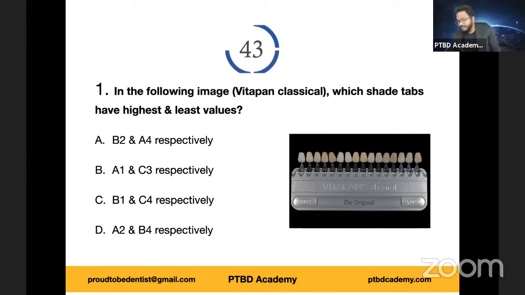Okay, all set. So in the following image, Vitapan Classical, just observe the image. I wanted to show the image first. Which shade tabs have highest and least values? Is it B2 and A4 respectively, or A1 and C3 respectively, B1 and C4 respectively, A2 and B4 respectively? So which one do you think is more appropriate answer? And you have another few seconds.